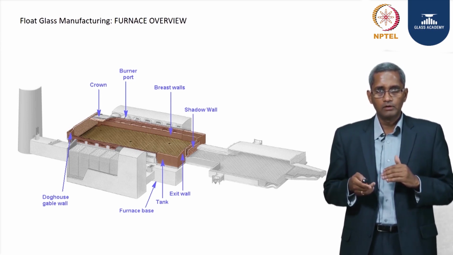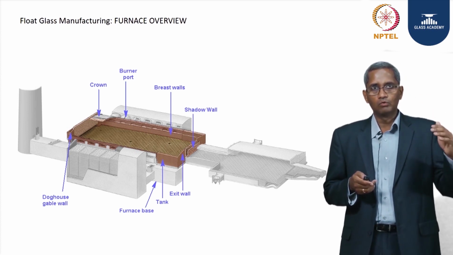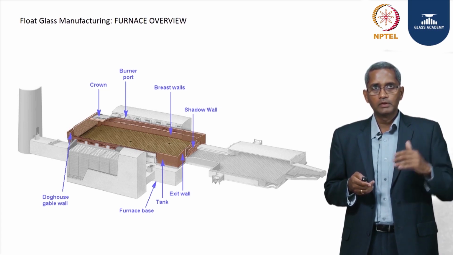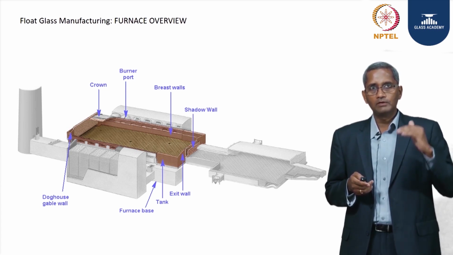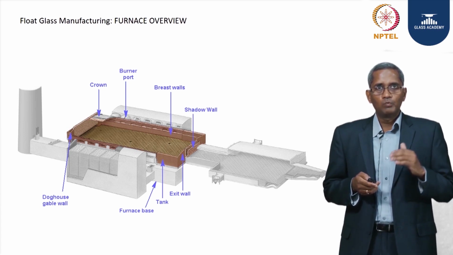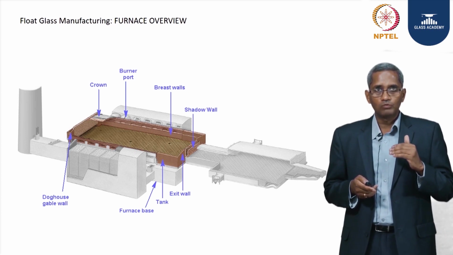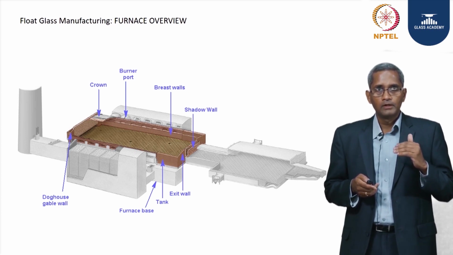One is the tank, which holds the molten glass, and of course we need a roof around it, which is called the crown, and the space between the tank and the crown is called the superstructure. And we have on both sides, as you can see on the sides, what is called a regenerator.